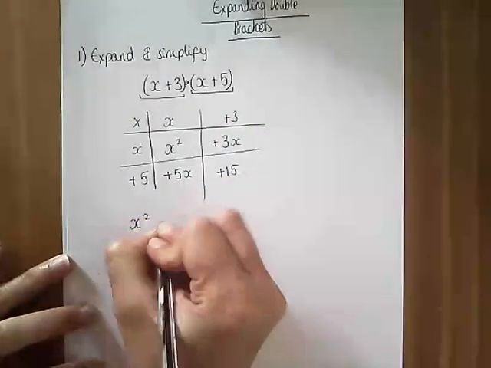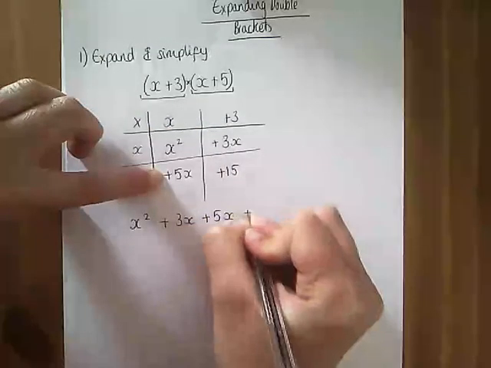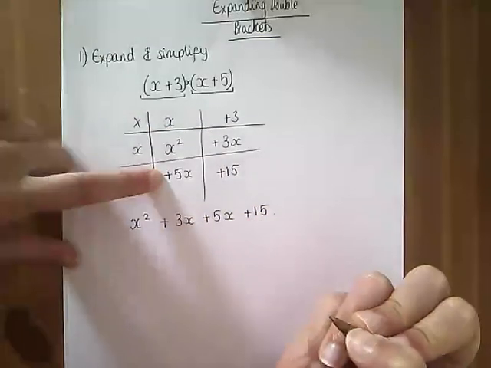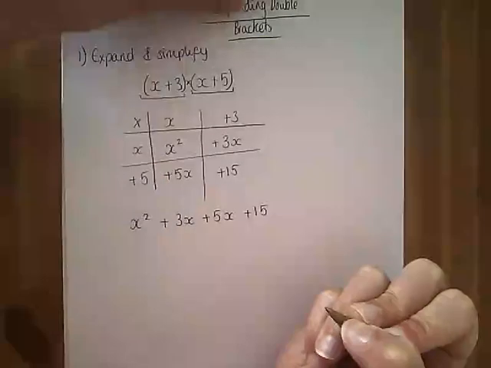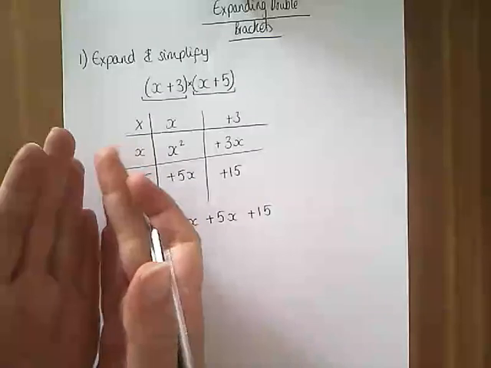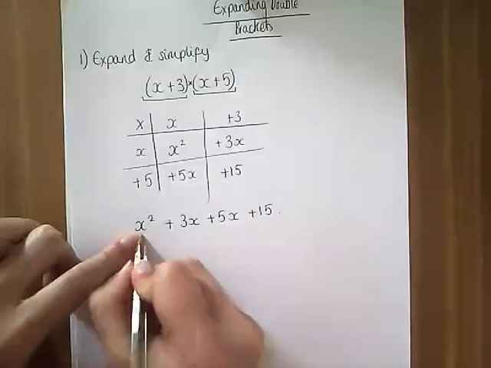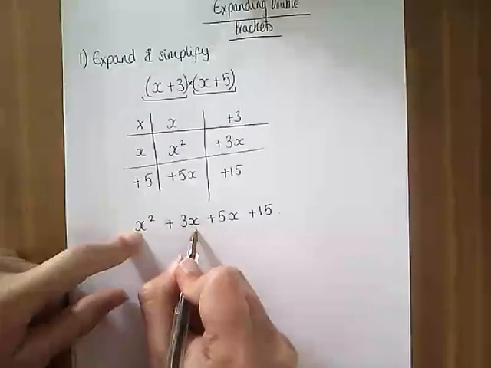So we've got x squared plus 3x plus 5x plus 15. That's it expanded. We then have to simplify it. Now when you simplify, you can only add x's together, numbers together, x squareds together, okay? You cannot add x squareds and x's together. They're similar, but they're not the same, so you can't add them together.